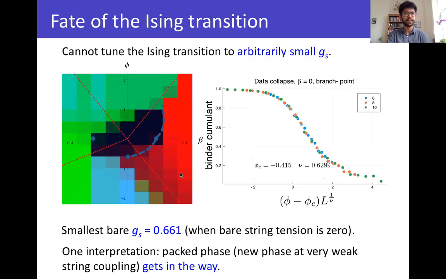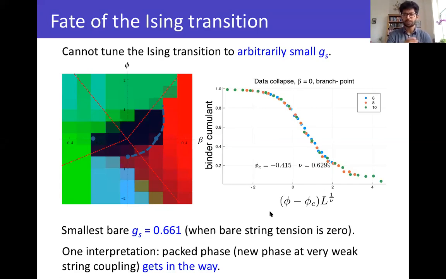Okay. But now remember, my hope was that I could understand the 3D Ising transition by going to weak string coupling. It turns out you can't actually tune this transition to arbitrarily small string coupling. The reason is that there's this line over here where beta equals zero. What that means is the bare string tension is zero. You probably don't want to take the bare string tension negative. That doesn't make much sense. And it turns out the transition here saturates at a certain value of the dilaton, which turns out to be negative 0.4. What that means is that the smallest you can tune the string coupling while still accessing the phase transition is about 0.6, which is not really that much smaller than one.